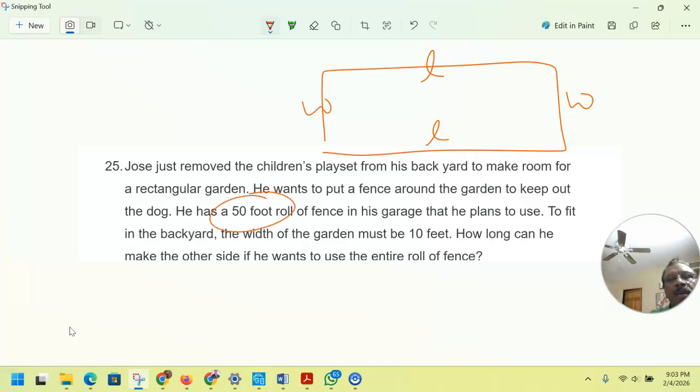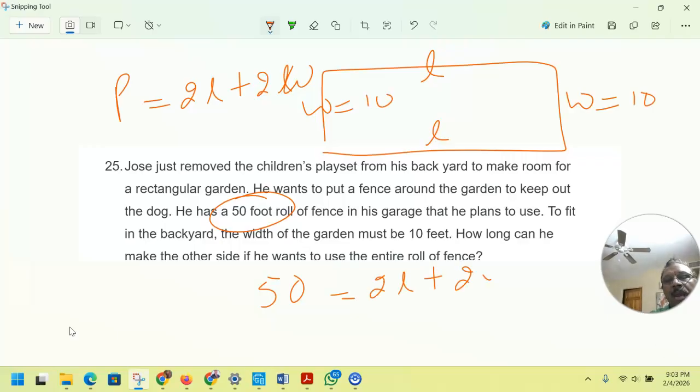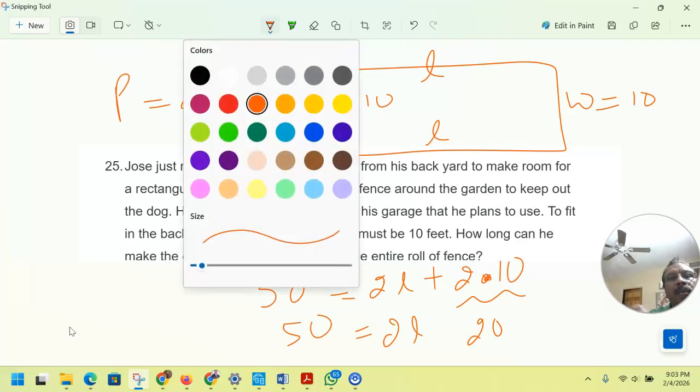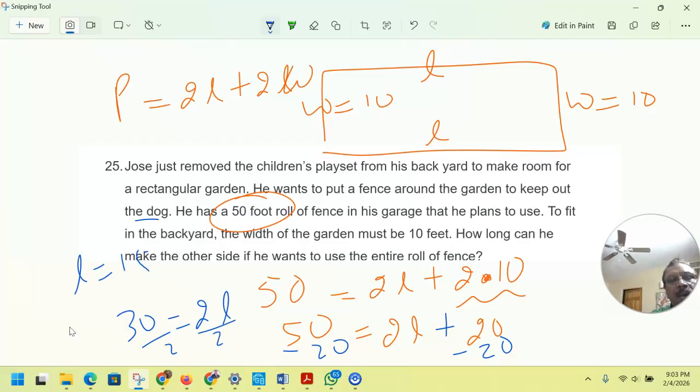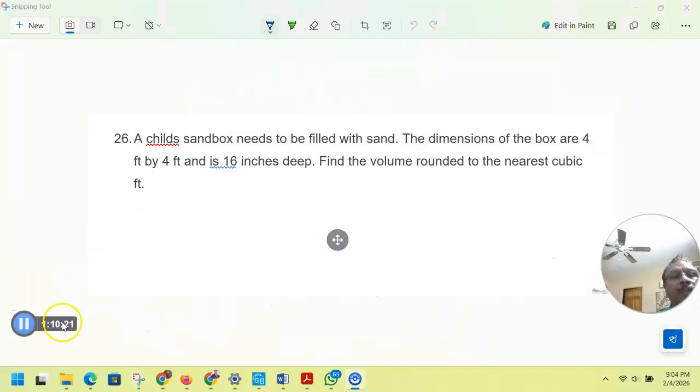So the perimeter is given, the whole way around. So 50 is the perimeter. P is 2 length plus 2 width, and the width is given 10. So it is 2 length plus 2 times the width, which is 10. This will be 20, and then subtract 20 both sides. So you get 30 equals 2 lengths. That means dividing by 2, you get length equals 15, and you're done. So that's so simple. That was an easy question.